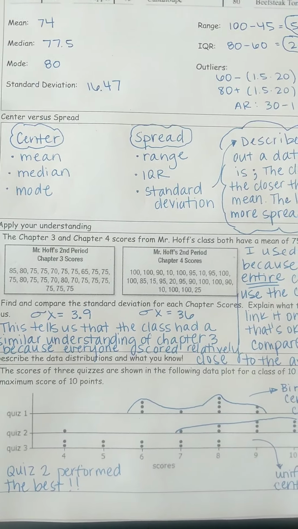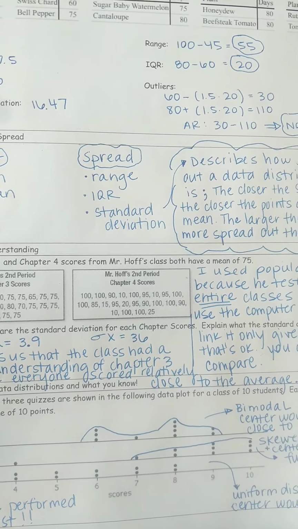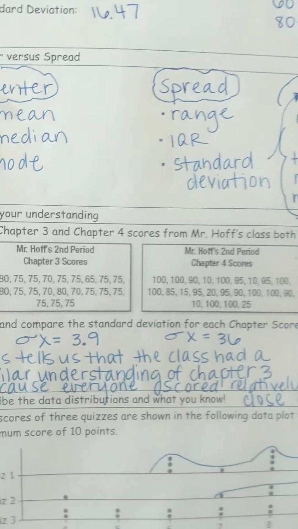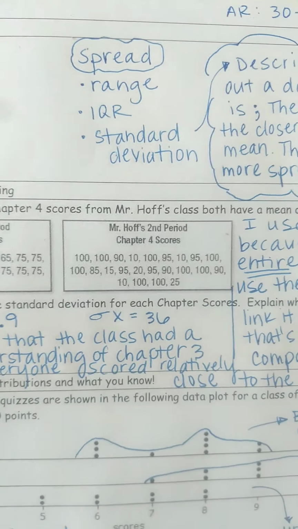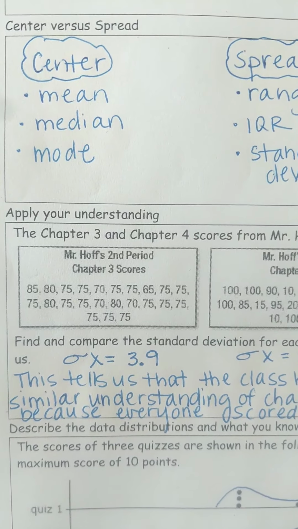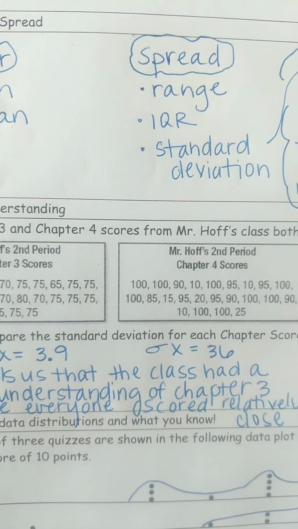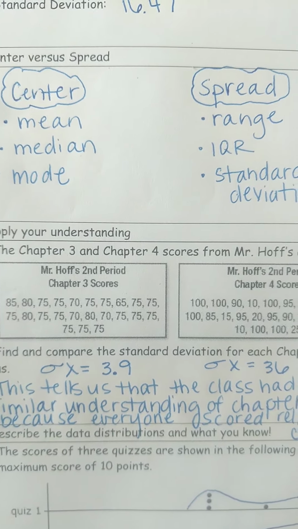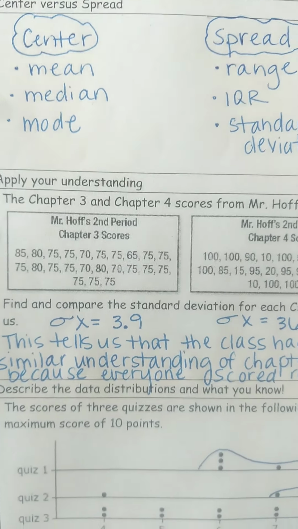Okay, so using this understanding, it says apply that understanding. Chapter 3 and Chapter 4 scores from Mr. Hoff's class both have a mean, an average score of 75. So totally different scores, but they both have an average of 75. That's where standard deviation comes in. We can calculate the standard deviation and then learn more about these data distributions based on those.